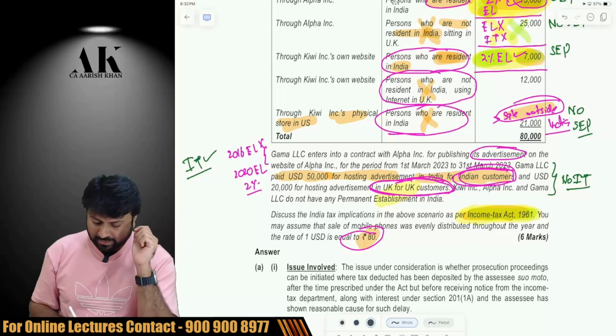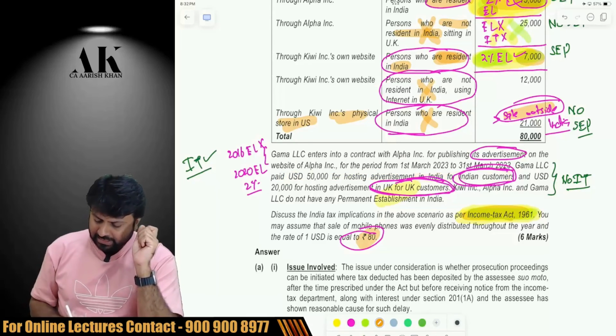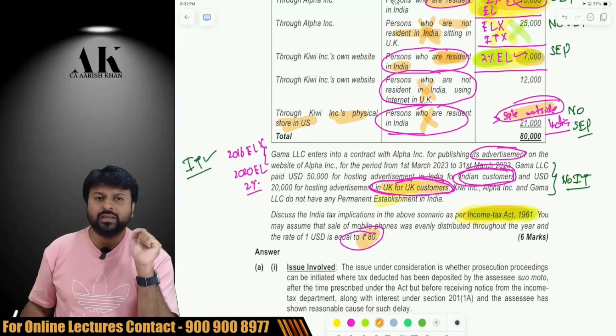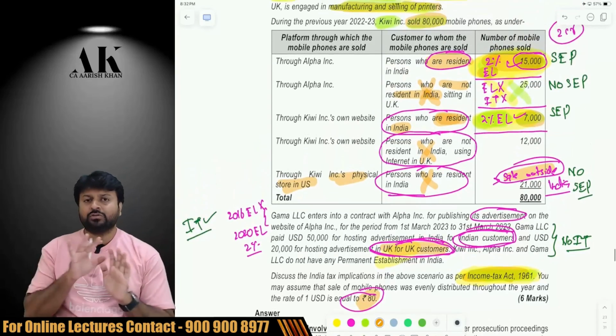2020 equalization levy will be applicable. The reason is because they are targeting the Indian customer. In the second case, even 2020 equalization levy will not be applicable because there they are targeting the UK customer. If you are targeting UK customers, equalization levy cannot be made applicable. This is one of the ways to solve this question.